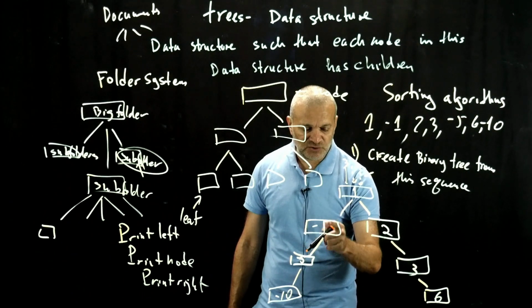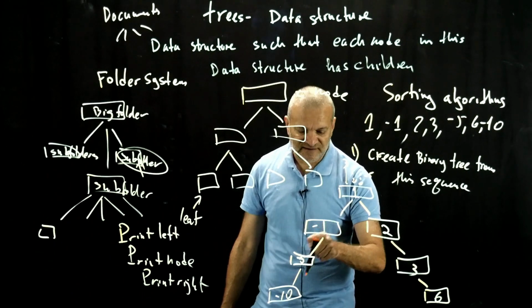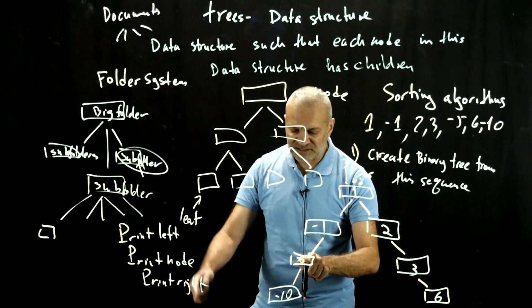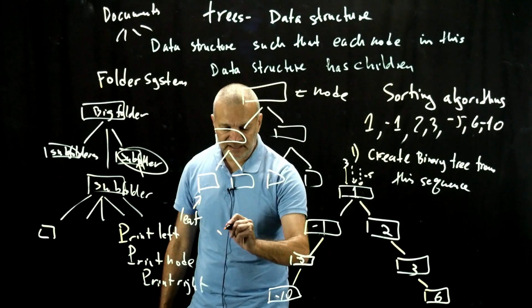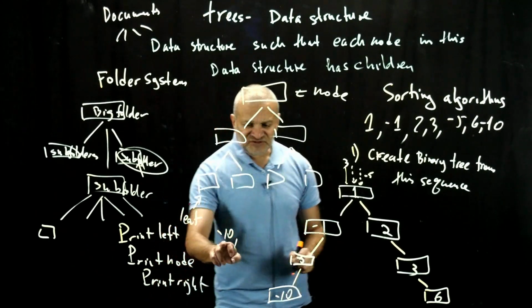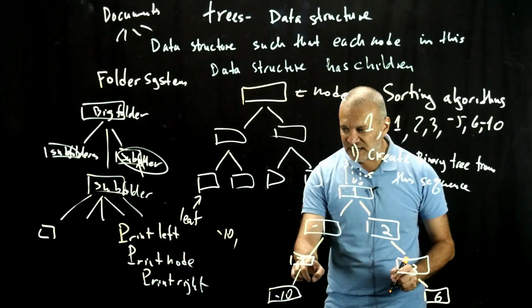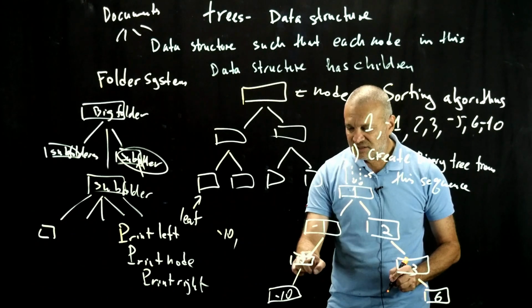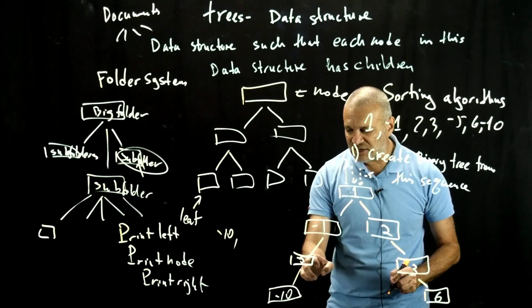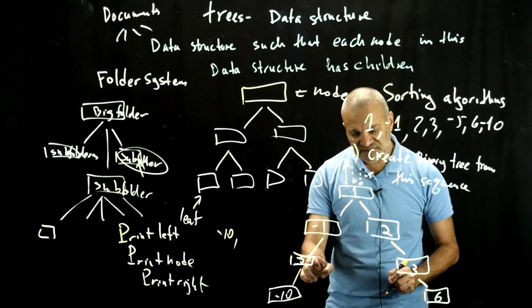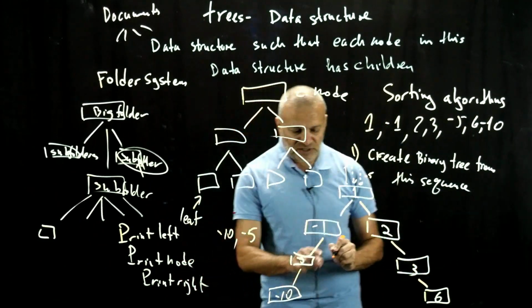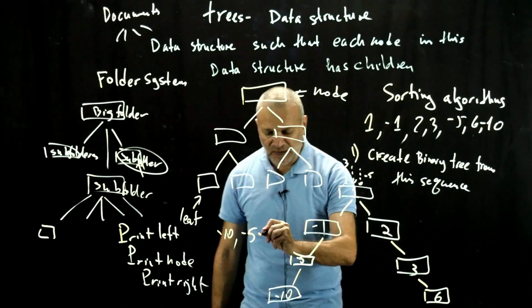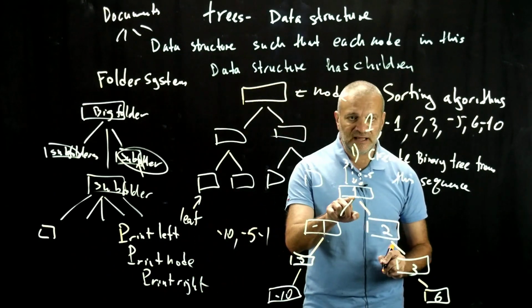So -1, you go to -1, you still need to print the left. You go to -5, you need to print the left. You go to -10, and then you need to print -10. After you printed -10, you are coming here. Okay? So if you're coming here, it is going to be -5. So you are going to print -5. Then you are coming here, you are going to print -1. Then you are coming to 1.